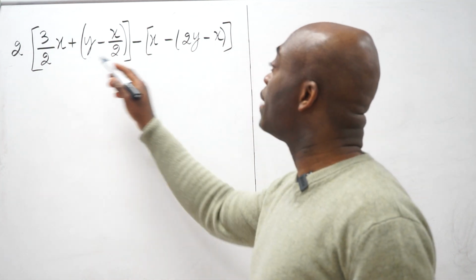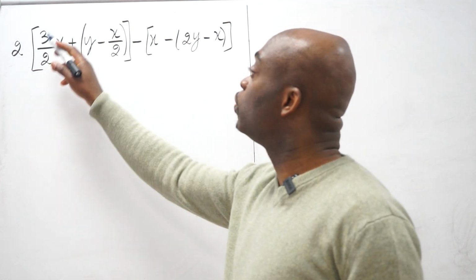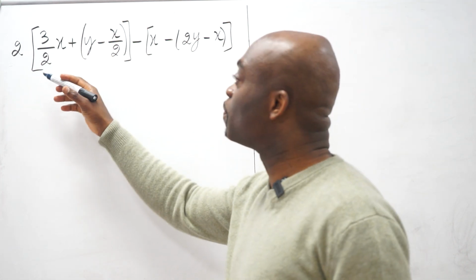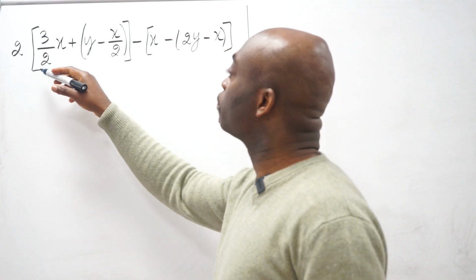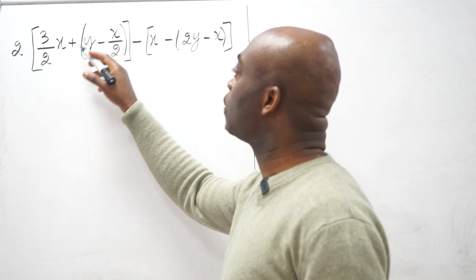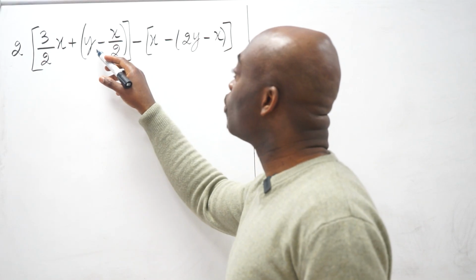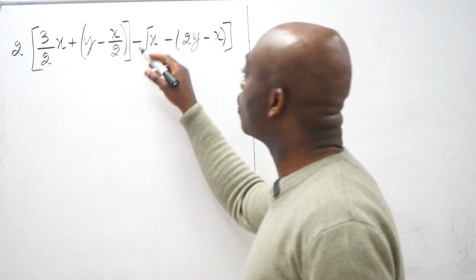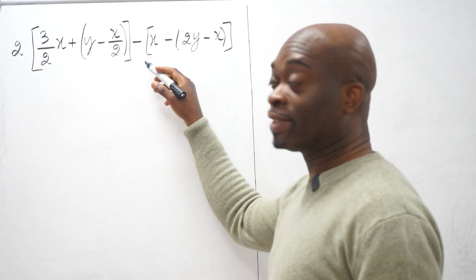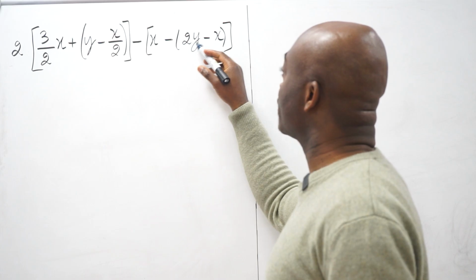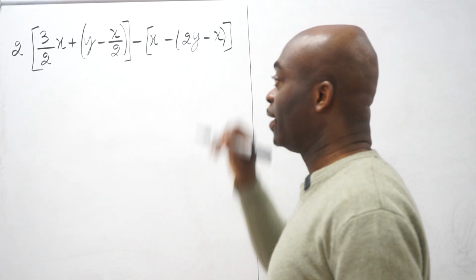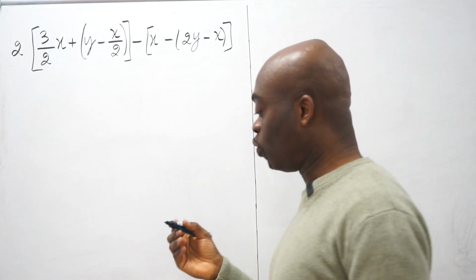Guys, we need to simplify this problem here. So we have 2 times, because the bracket means multiplying here, 3 over 2x plus parentheses y minus x over 2, close it, minus brackets again, x minus parentheses 2y minus x, close it, and then we close the brackets afterwards, right?